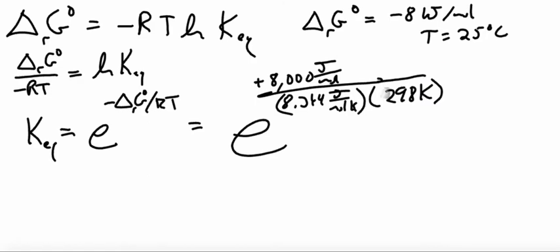Okay, so you can see how everything cancels, which is good because you can't have units inside an exponential, so moles cancel moles, kelvins cancel kelvins, joules cancel joules. Okay, very good. So when we punch that in, we get that this is equal to 25. So that's the value of our equilibrium constant at 25 degrees. Now let's compare it to Q.